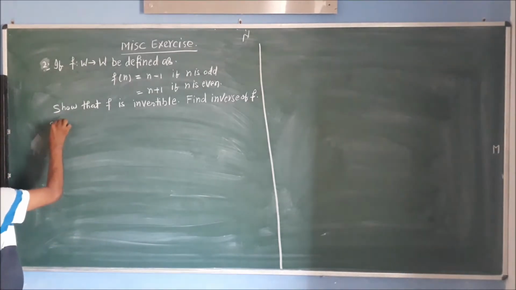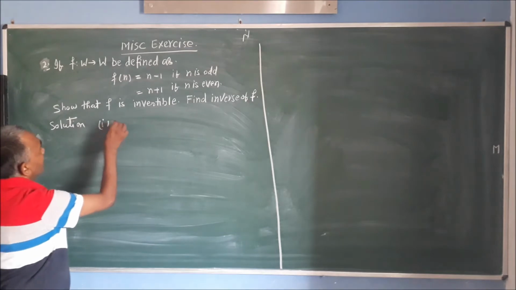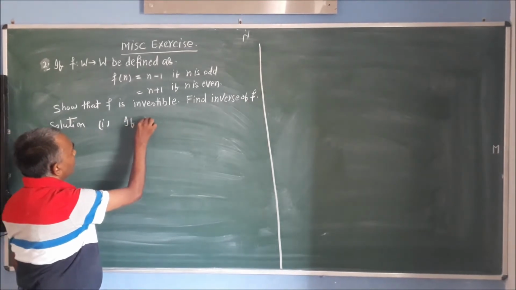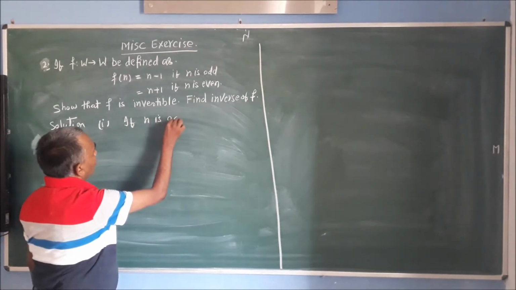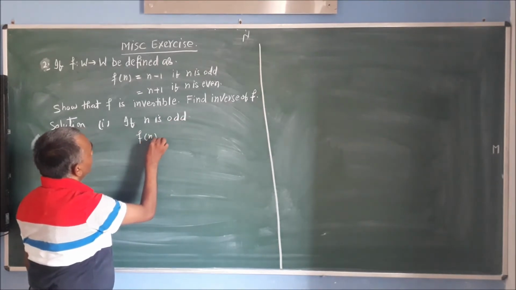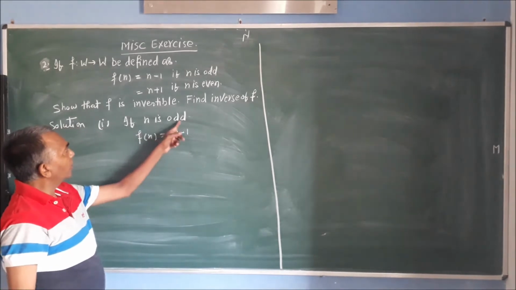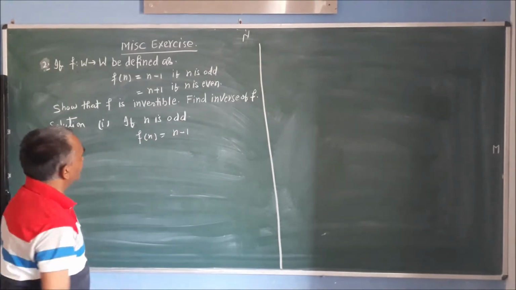Its solution. The first condition is: if n is odd, then f(n) is equal to n minus 1.